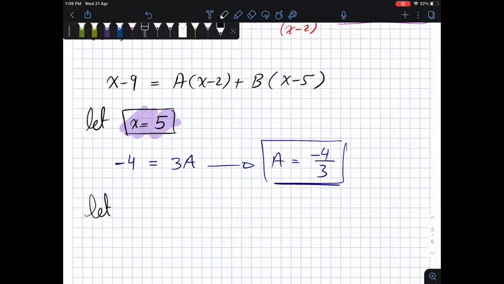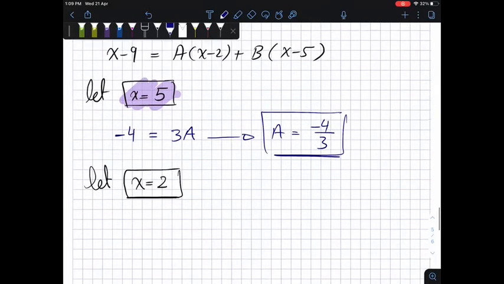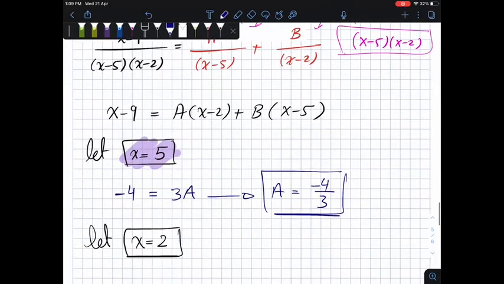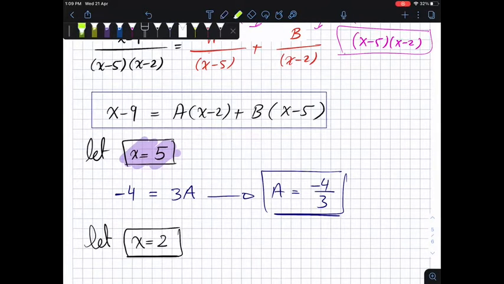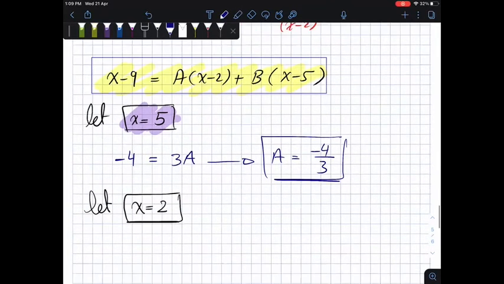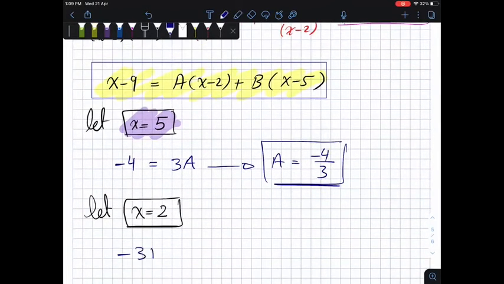The next step is to find b by letting x equal 2. Substituting 2 in the equation here gives, yes, in this equation 2 minus 9, which is negative 7. Substituting to find b, we eliminate a and we have another equation in only b. Negative 3b equals negative 7, and simply b is 7 over 3.